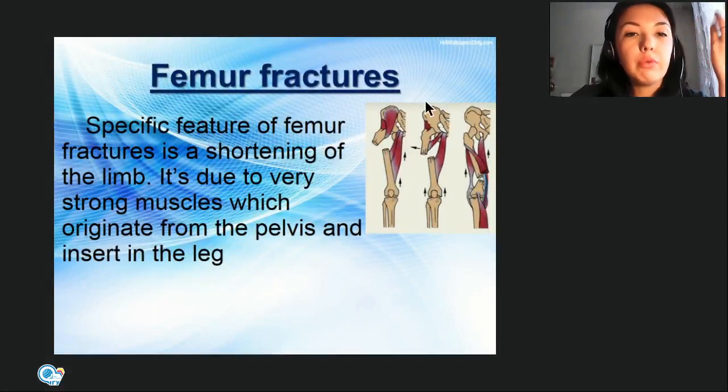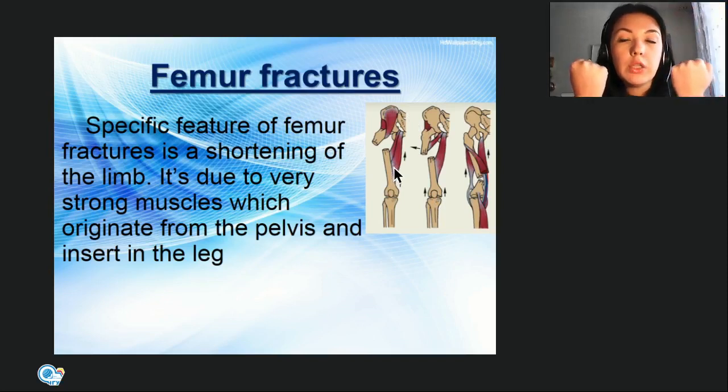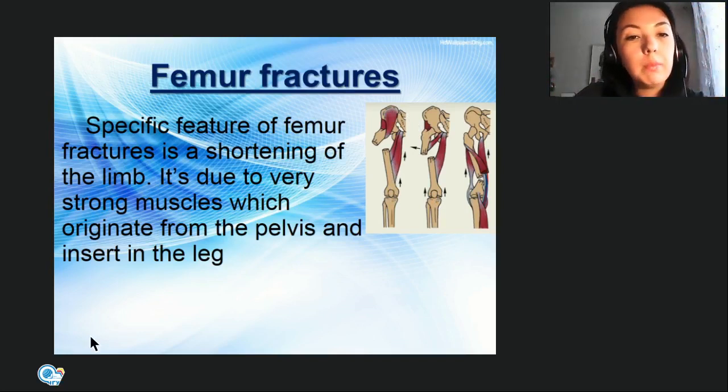In case of femur fractures, a specific feature is a shortening of the limb. It's always so. It is due to the strong muscles which originate from the pelvis and insert in the leg. You know there are many muscles, and nearly all of the muscles of the thigh start from the pelvis and insert to the leg. That's why in case of femur fracture, they will always pull the distal end of the femur closer to the pelvis, and that's why there will be shortening of the limb.